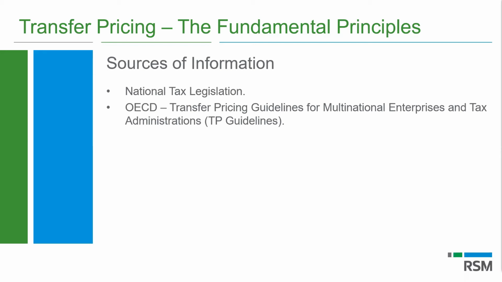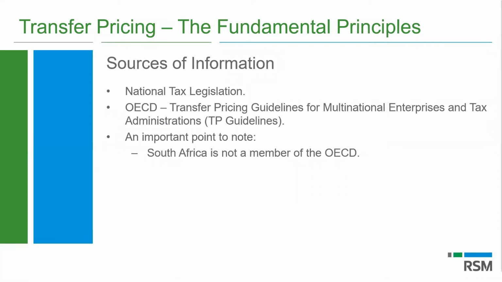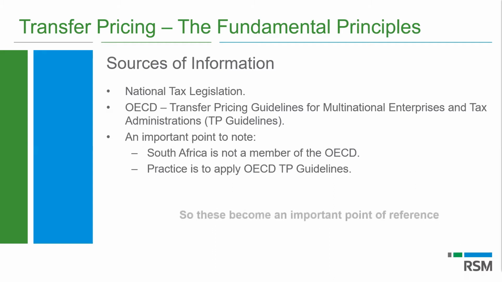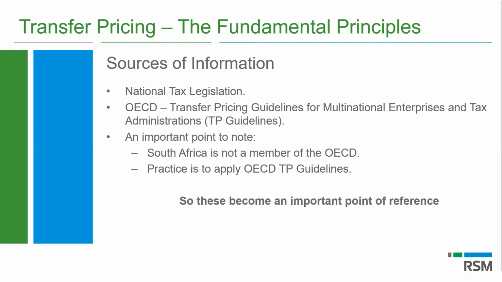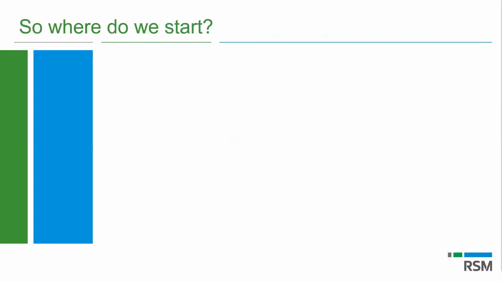The second is the OECD, and specifically the transfer pricing guidelines for multinational enterprises and tax administrations, or what are more commonly referred to as the TP guidelines. But in that context, it's important to note that South Africa is not a member of the OECD. We are an observer, but our practice is to apply the OECD TP guidelines. So the OECD TP guidelines become very important as a point of reference when considering transfer pricing from a South African perspective. So flowing from this, where do we start?